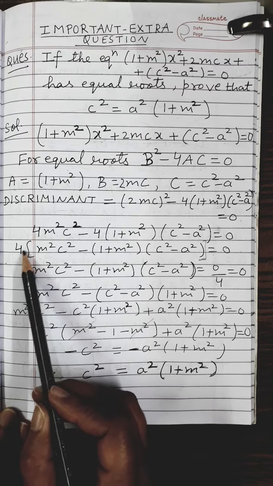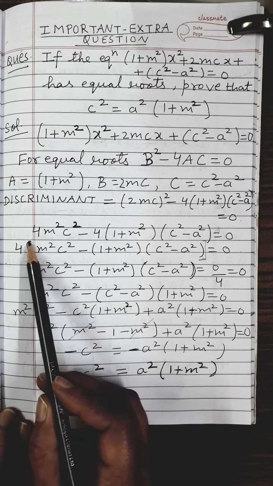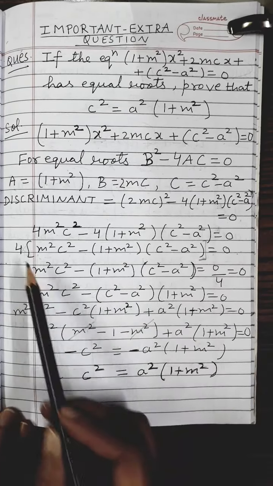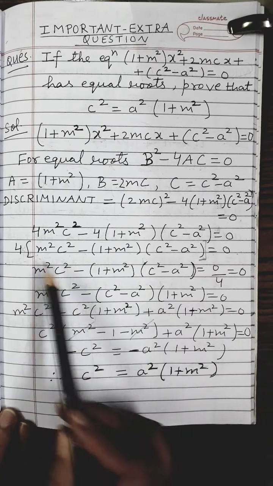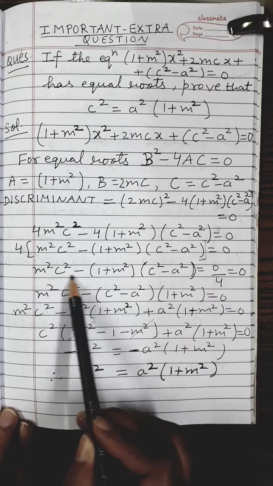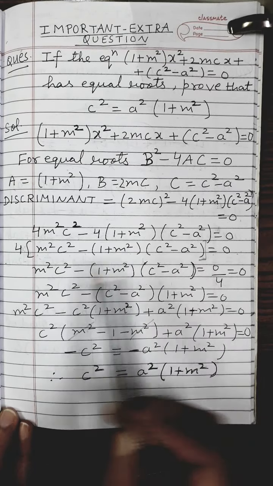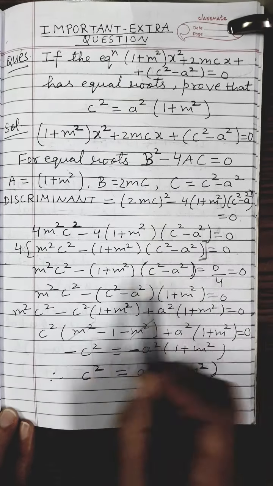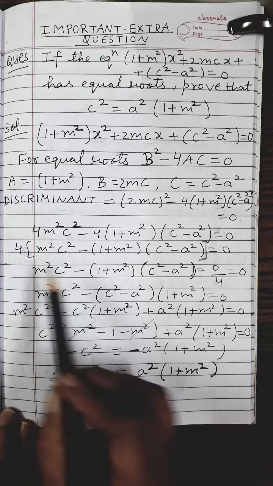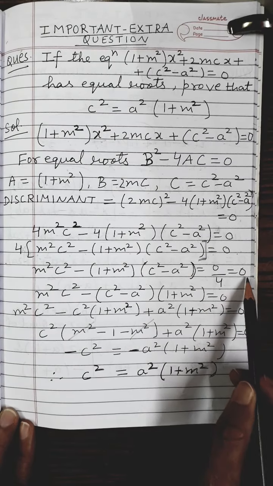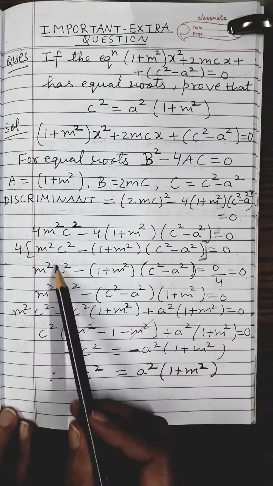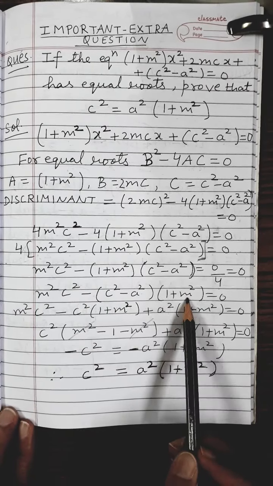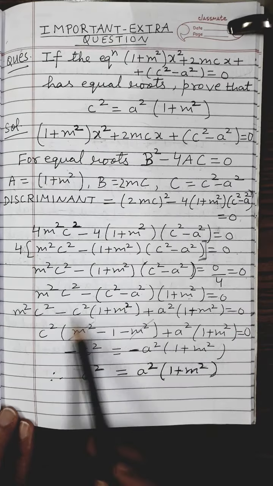Now this is the product of two terms: 4 into the second term, whatever you see inside this big bracket, equals 0. So I bring this 4 on the right side. This big bracket term, all the terms as it is, equals 0. I have closed the big bracket here. So this big bracket term equals 0. Bring this 4 on the right side, it will get divided. 0 upon 4 gives you 0. So what next now? m²c² − (c² − a²)(1 + m²) = 0.